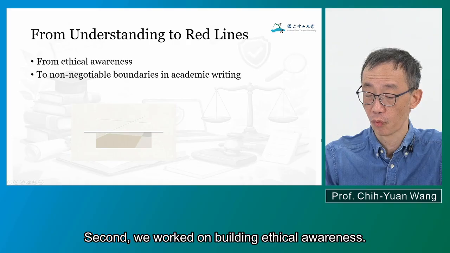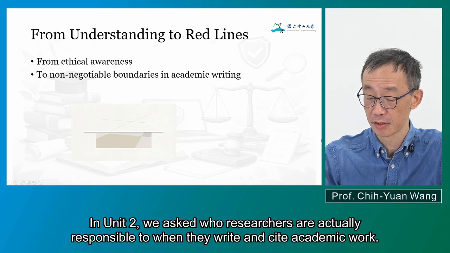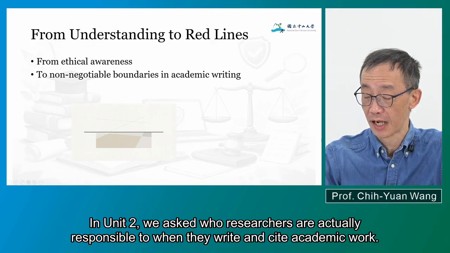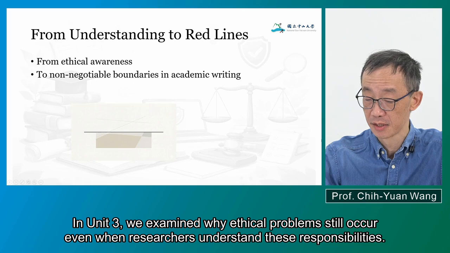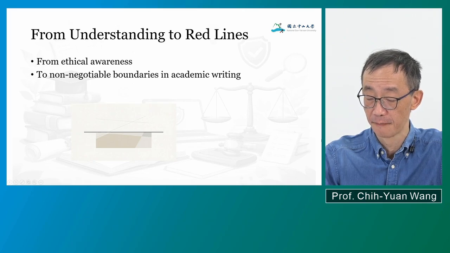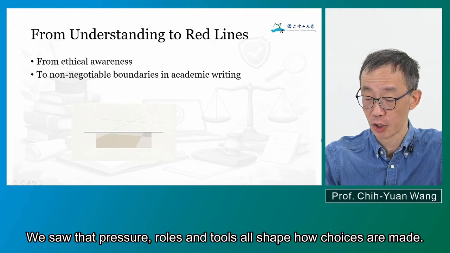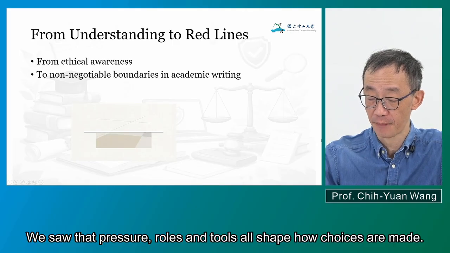Second, we worked on building ethical awareness. In Unit 2, we asked who researchers are actually responsible to when they write and cite academic work. In Unit 3, we examined why ethical problems still occurred, even when researchers understand these responsibilities. We saw that pressures, rules, and tools all shape how choices are made.